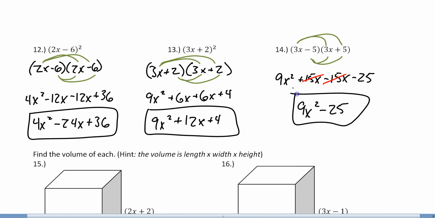And that's one of those things that always happens when we're multiplying conjugates. Remember, these are conjugates because they're the same binomial with a different sign in between. When we multiply conjugates, the middle term always cancels, okay? And that works both ways. The answer I get is a difference of squares, which goes to factoring a little bit later, okay?